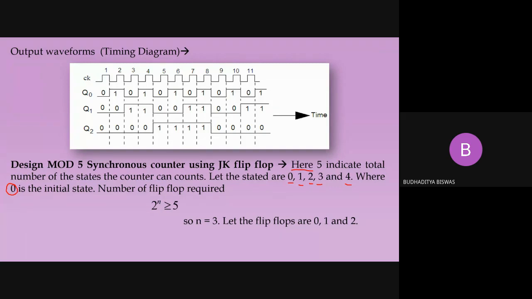Number of flip-flops required. You need to find out how many flip-flops are required. How to find it out? This is the formula: 2 to the power n should be greater than or equal to the modulus of the counter. Here the modulus of the counter is 5, so 2 to the power n is greater than or equal to 5. Now you need to put the value of n to satisfy that expression. If n equals 3, then 2 to the power 3 equals 8, and that satisfies this expression. So here we require 3 flip-flops. Got it?